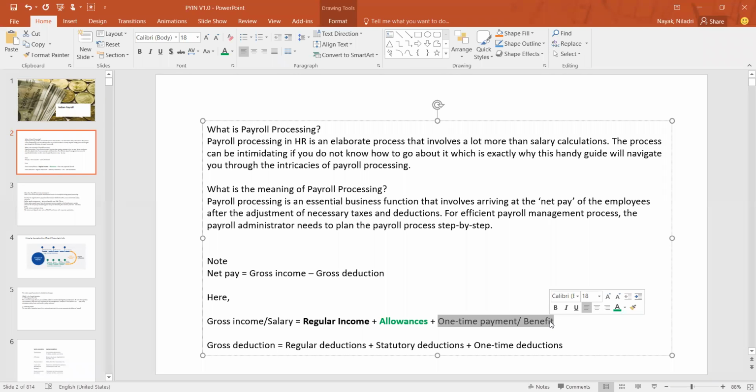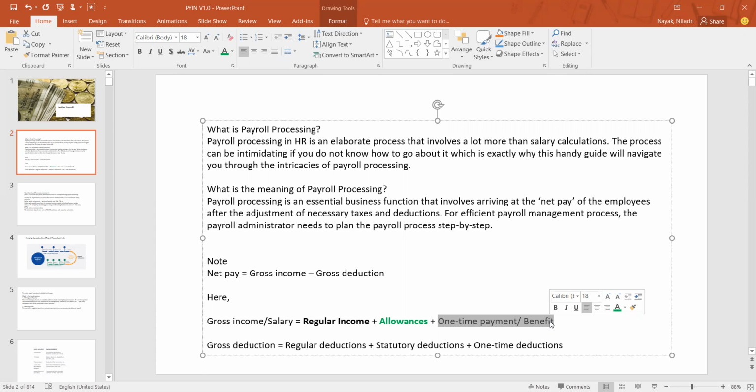There is something called recurring payment. We have a specific info type for that: 0014. Yes, exactly. So 0014 is for recurring payment. Suppose there is a certain amount we are going to pay every month. Let's say you are paying fuel allowance or any kind of travel allowance to the employee, on a monthly basis. That would be an example of recurring payment.